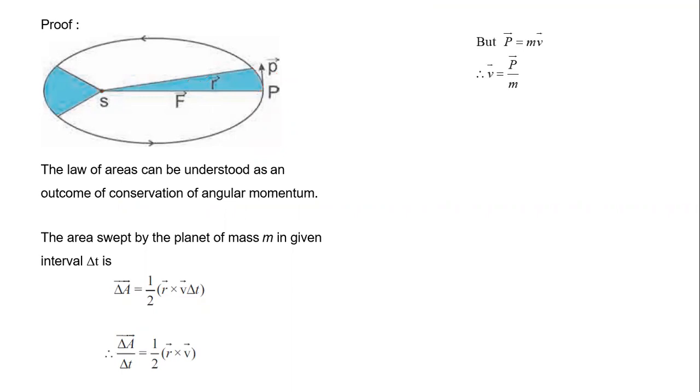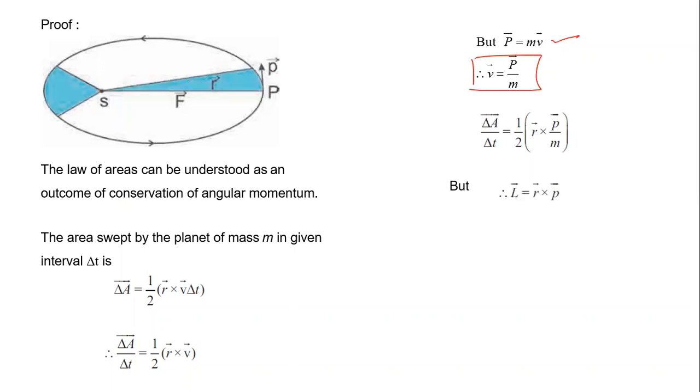Now after that we know the momentum. Linear momentum is given by the formula m into v bar. So by using that we get v bar is equal to p bar divided by m. So let me substitute here. Delta A by delta t is equal to 1 by 2 r bar cross p bar divided by m. So instead of v bar we have written this.